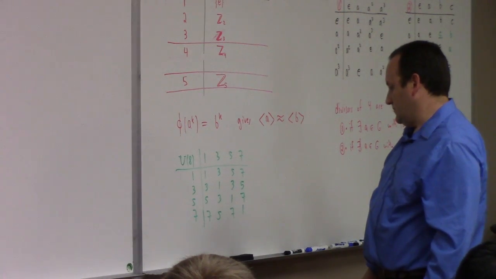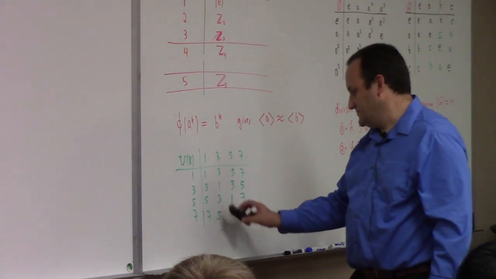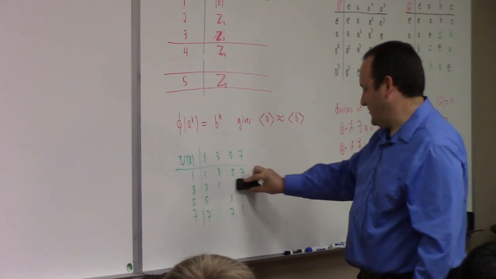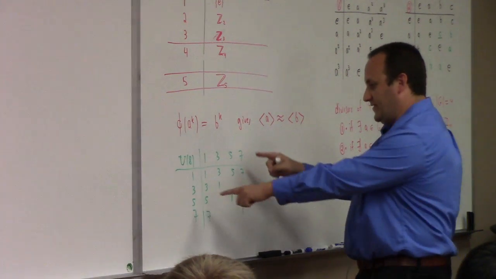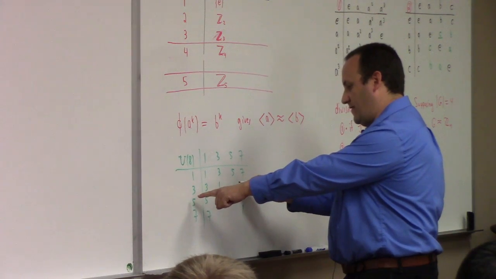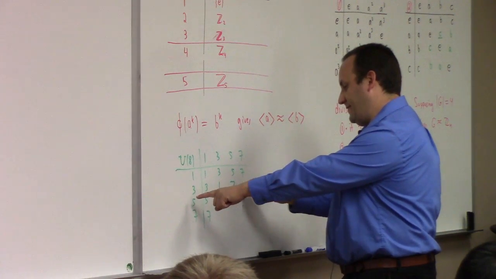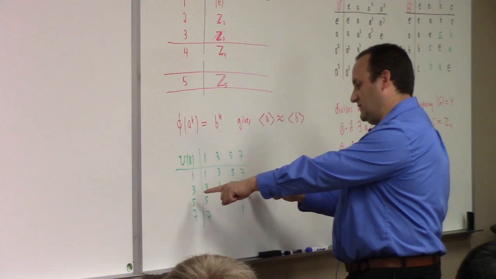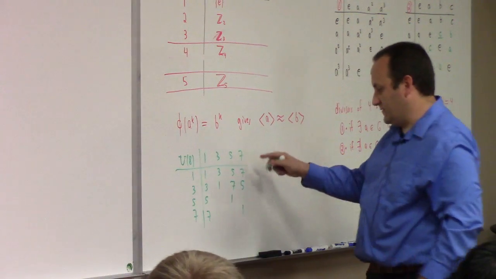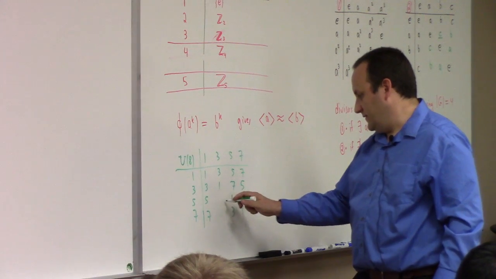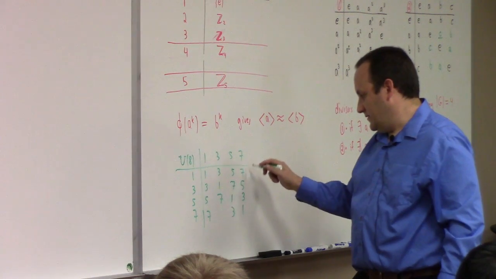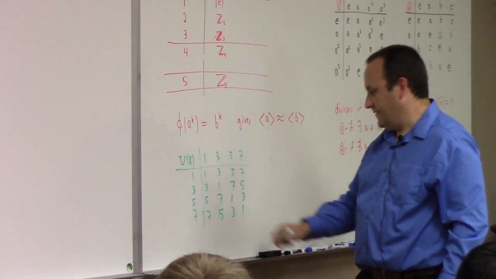Ooh, I did it wrong. Let's try that again. Let me erase the ones I'm not sure about. Let's see here. 5 times 3 is 15, which is what? 7. 3 times 7, 21, which is 5. Yeah, I think I can start using logic. Okay, that's 3. This has to be 3. This has to be 7. And this has to be 5.